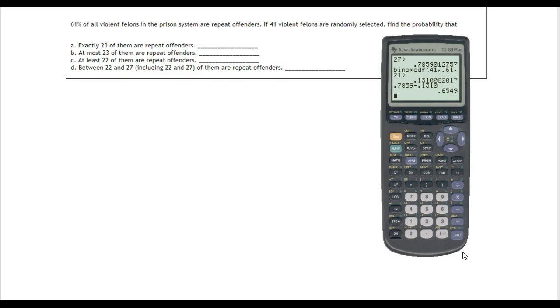So that's the probability that the number of repeat offenders of these 41 violent felons is between 22 and 27, so we have a range here, that the probability is 0.6549. So hopefully this helps. And also see your examples in your textbook of how to use the calculator to find the binomial probabilities.